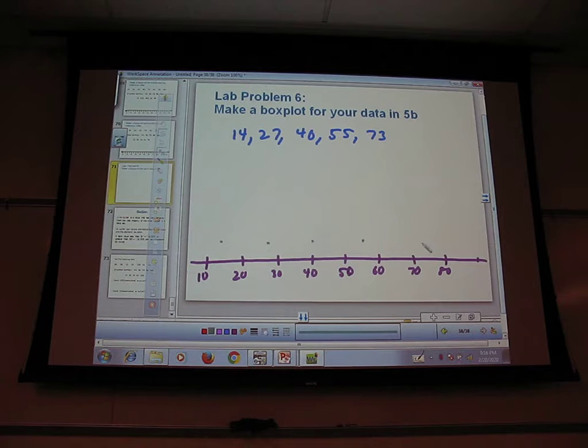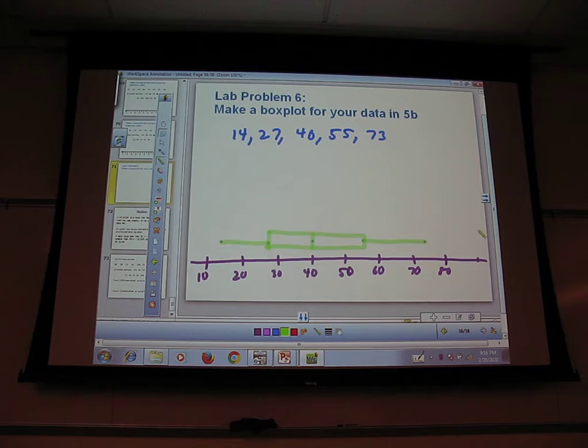55, 73. And then I'm going to draw a box through the 3 in the middle and out to the ends. Good? Okay.